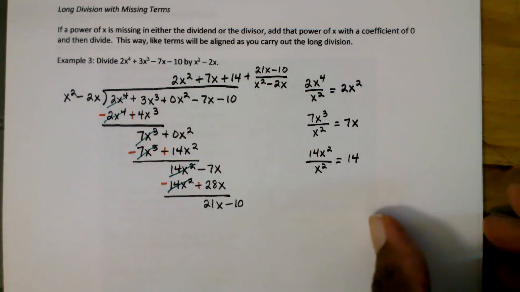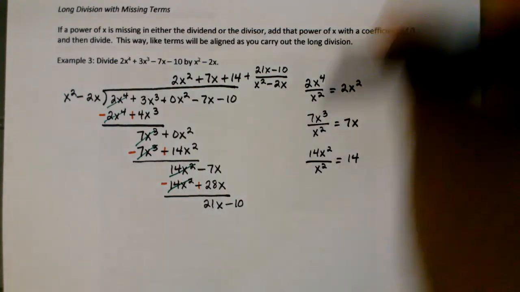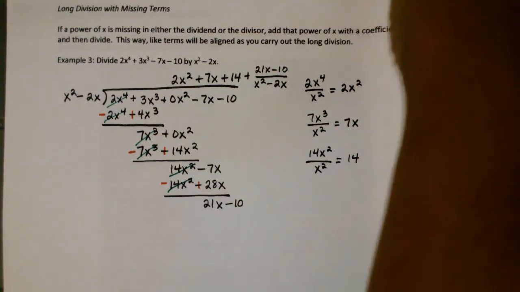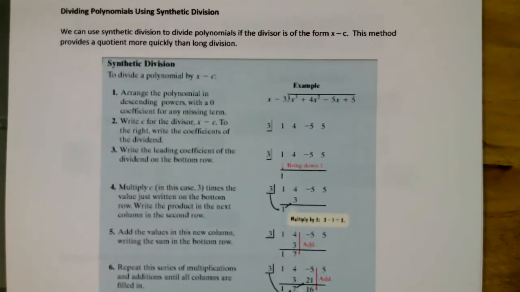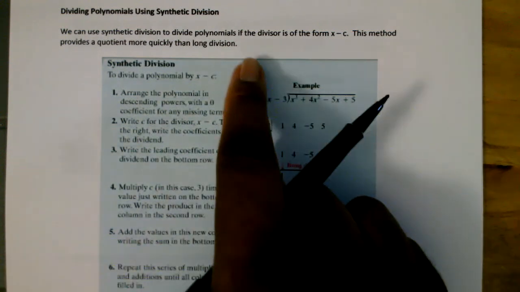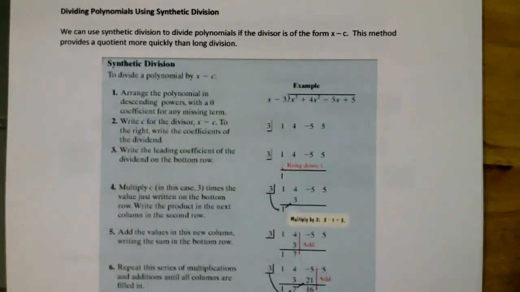All right, now let's look at a quicker way to divide polynomials. And that's going to be using synthetic division. Here we're going to use synthetic division to divide polynomials. And we can only do that if your divisor is of the form x minus c, where c is a constant. This method of synthetic division provides a quotient more quickly than long division.